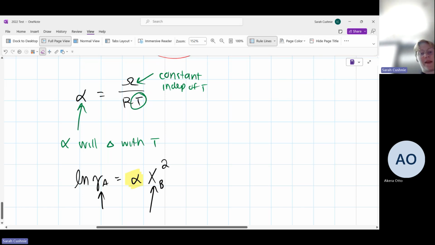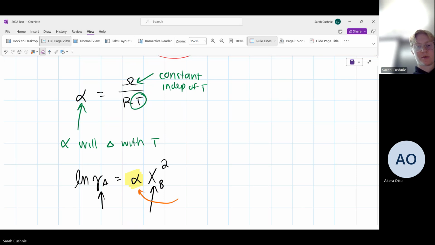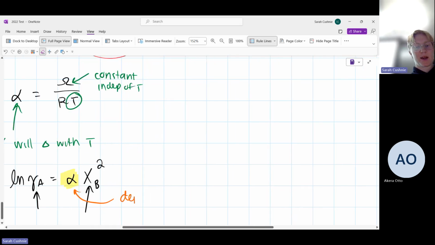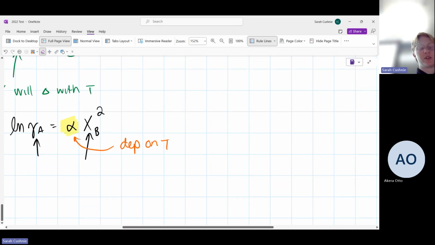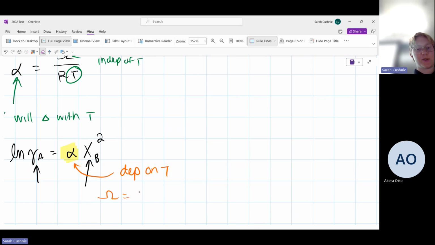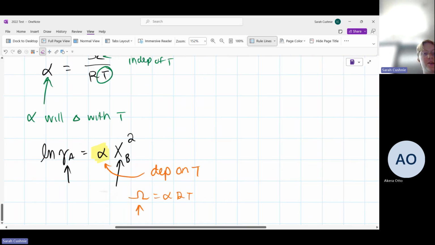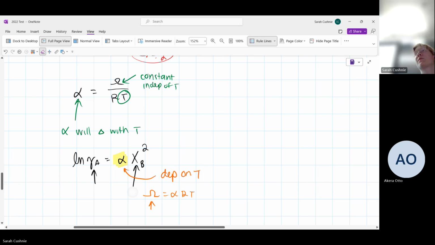And alpha describes the bonds going on in the system. However, this alpha does depend on temperature. And us as engineers, we like nice constant values. We don't want to deal with things that are changing all the time. So this is why we took this equation and rewrote it as omega is equal to alpha times RT. So we redefined a new parameter called omega that is now independent of temperature. We get rid of that temperature dependence to make our lives a little bit easier. Does that make sense?